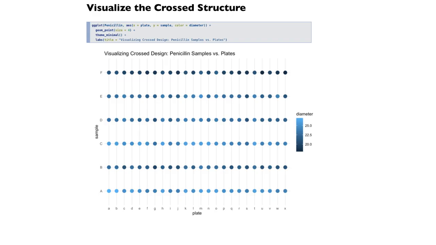You can make these kinds of plots. I gave you a little code to do that. This is fully crossed, right? Because I have a circle at every combination of sample and plate. The penicillin samples are the rows, and the plates are the columns, and the outcome is diameter. So every plate has every sample, and every sample has every plate. So it's fully crossed, meaning you've got a lot of dependence.